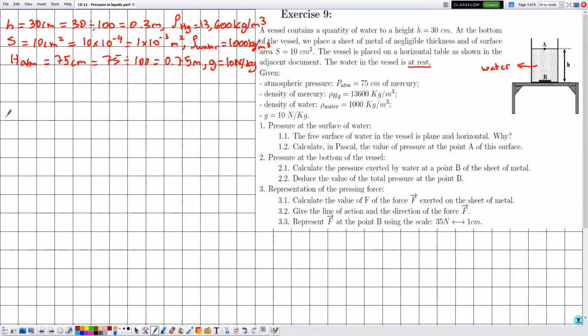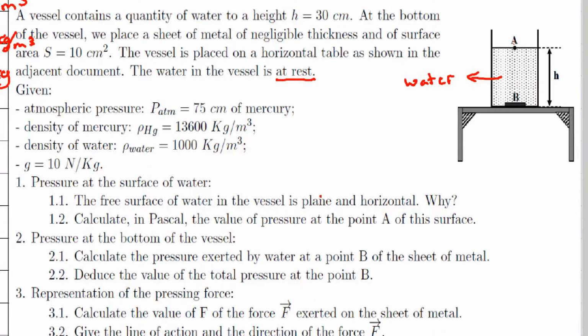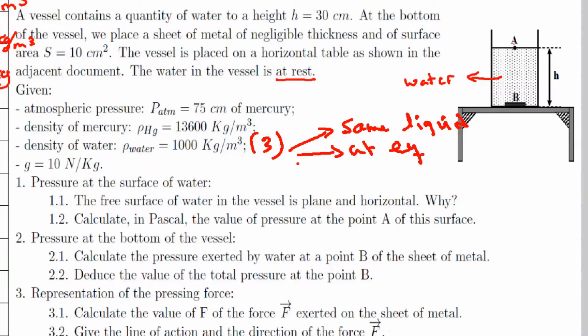Now, number 1, pressure at the surface of water. 1.1, the free surface of water in the vessel is plane and horizontal. Why? Always such types of questions are answered using the rule of 3, and the rule of 3 is given by, we say same liquid at equilibrium, and either we say same pressure or same horizontal level.